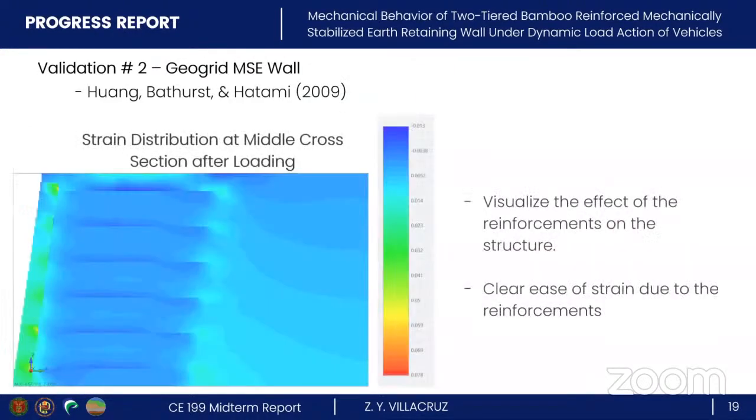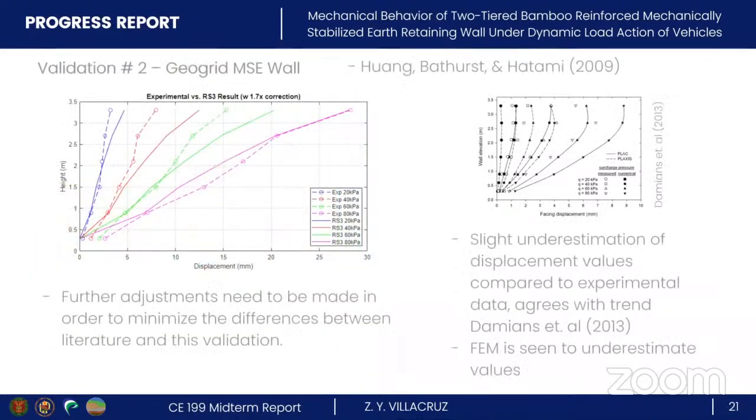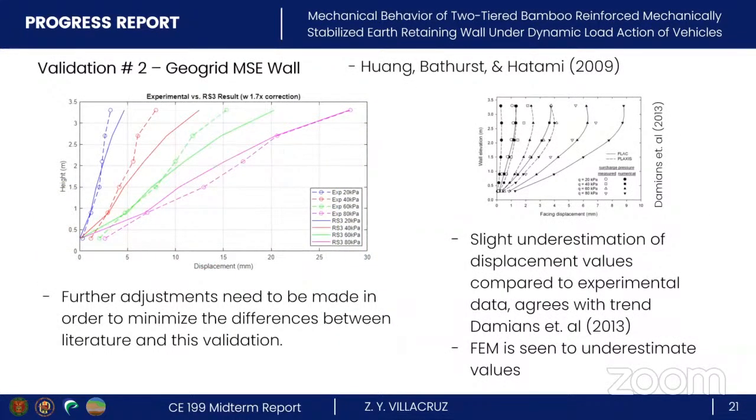Shown here is the strain distribution at the middle cross-section of the wall. The backfill experiences less strain at the reinforced areas. This shows the displacement on just the geosynthetic reinforcements. It can be seen that the maximum displacements occur at the upper reinforcements and the larger values closer to the edge. Superimposed on this graph are the experimental results from Huang et al.